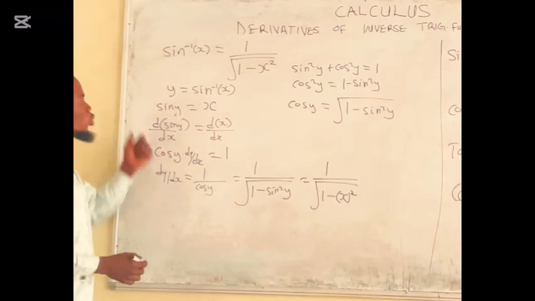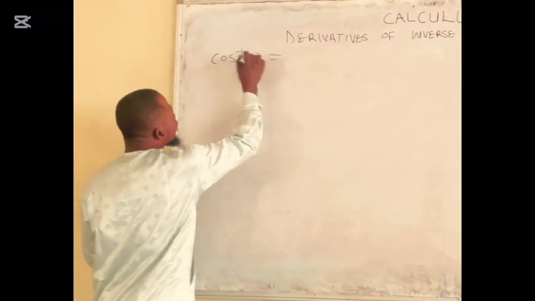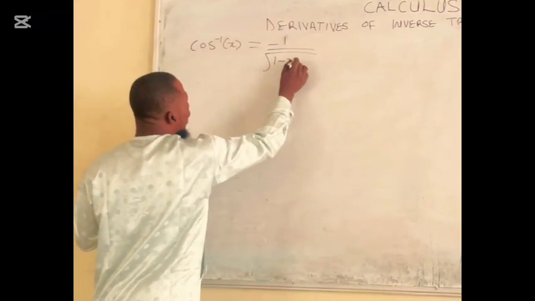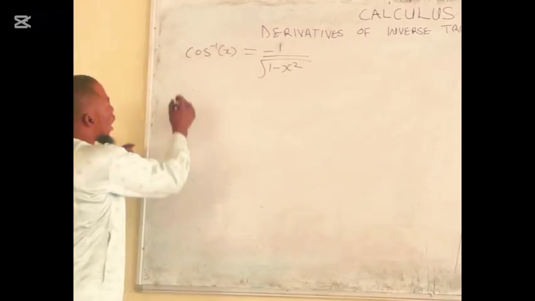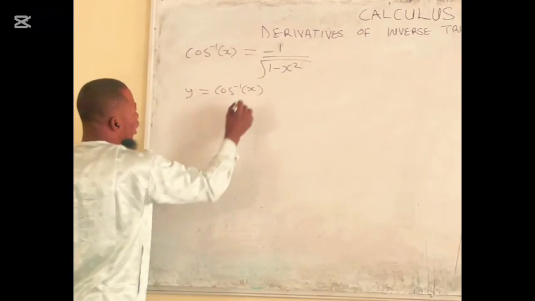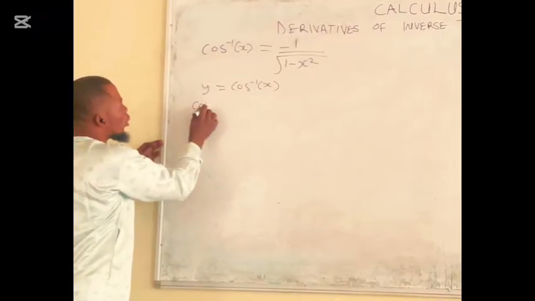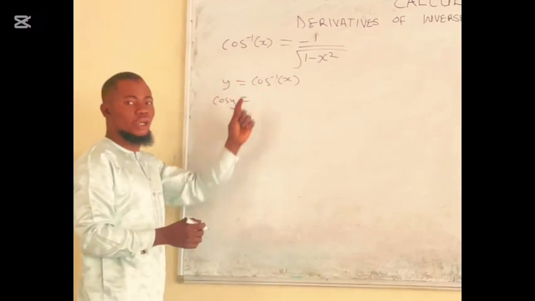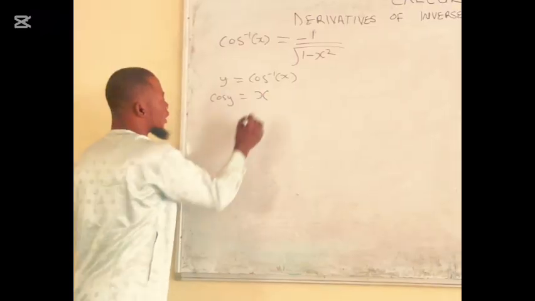Moving on to the cos. The derivative of cos inverse of x is minus 1 over the root of 1 minus x squared. Now let's prove this one as well. Our y is equal to cos inverse of x. Multiply both sides by cos. We have cos y equals cos multiplied by cos inverse, which gives us 1, and 1 multiplied by x gives us x.